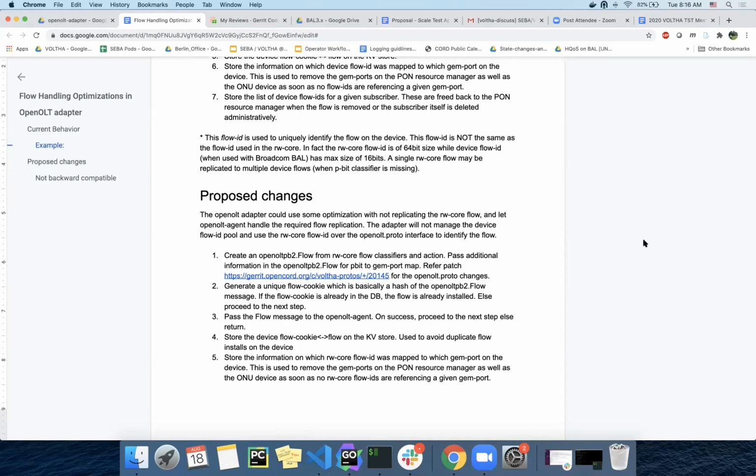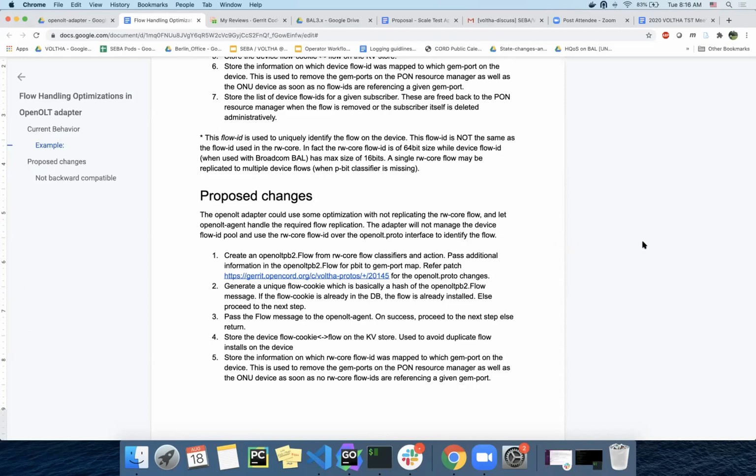And since we could push the management of flow ID down to the OpenOLT agent, and let all this management of flow ID be abstracted from the OpenOLT adapter, that's the core idea behind this proposed change.